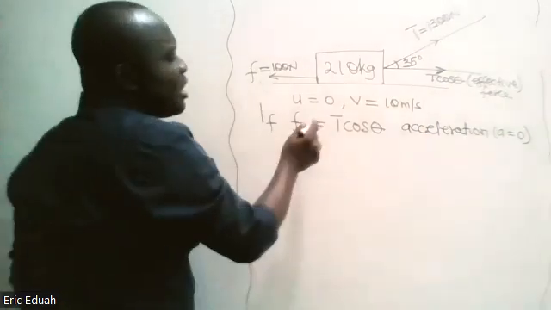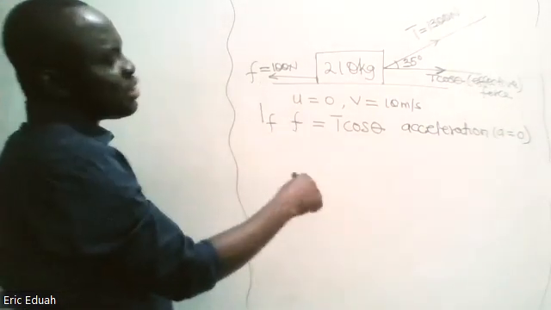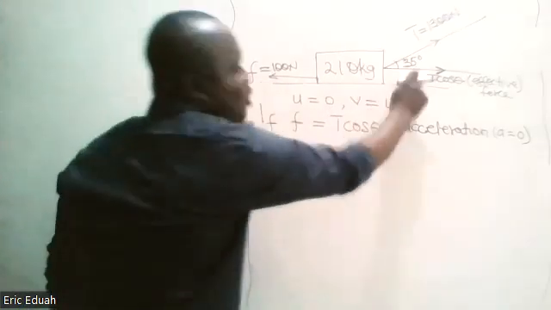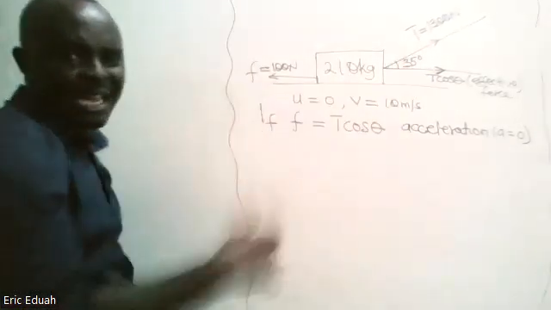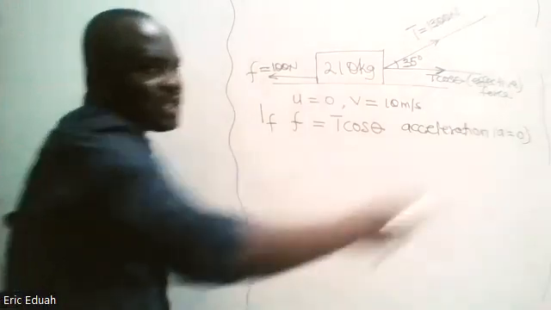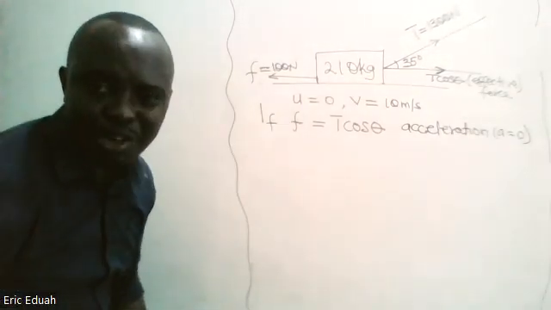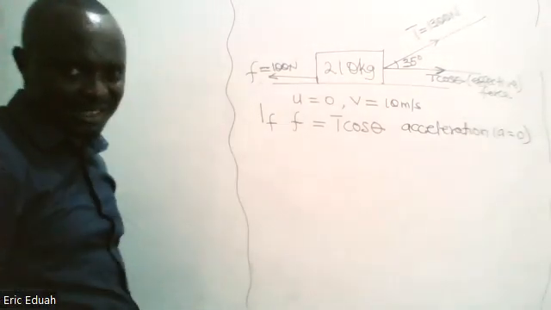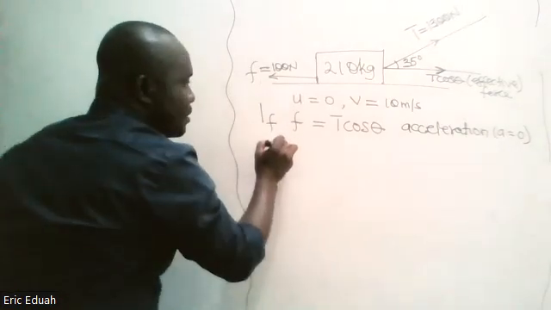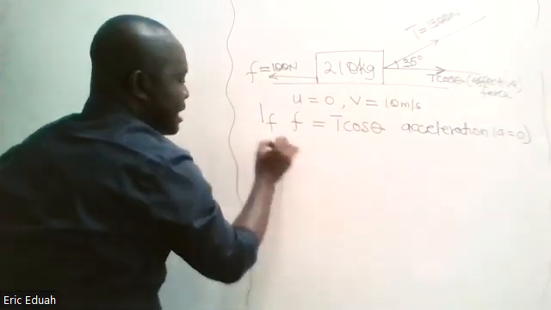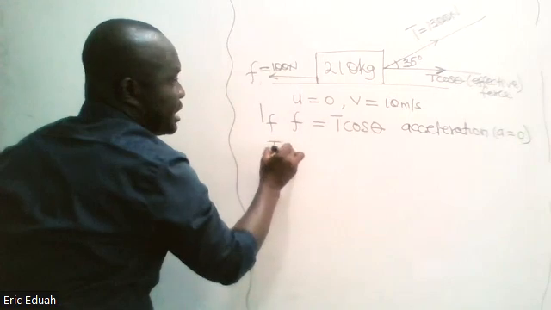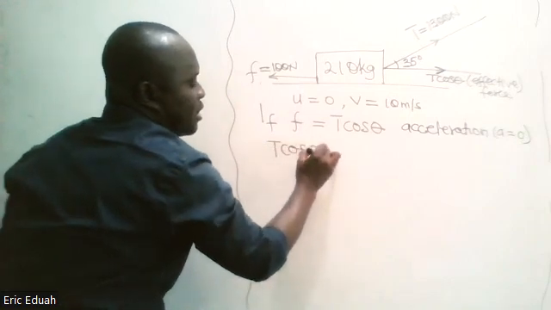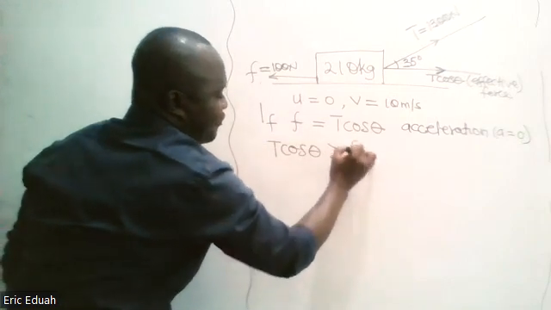Now, if we have a situation where there is a difference between T cos theta and F, then the net force acting horizontal is not 0, and so the body would accelerate. So let's see. Let's calculate. Let's see if T cos theta would be greater than F.